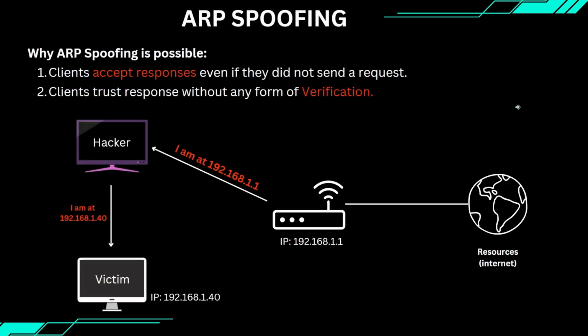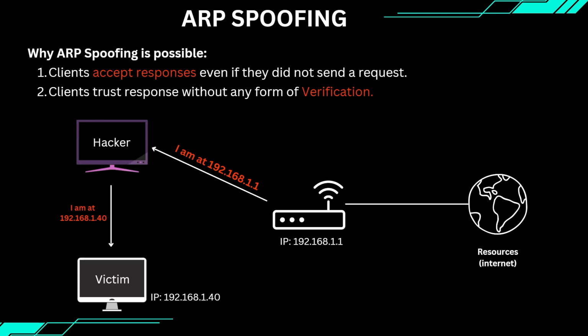So, why is ARP so vulnerable? There are two main reasons. First, devices accept ARP responses even if they didn't send a request. This means a hacker can send a fake ARP message to a device that has not asked for them. Second, neither the router nor the target device verifies the authenticity of the ARP response. This makes it easy for hackers to impersonate other devices on the network.